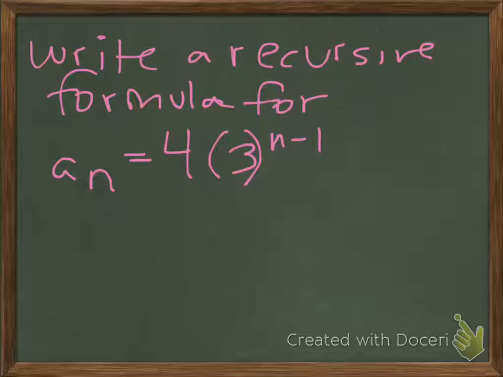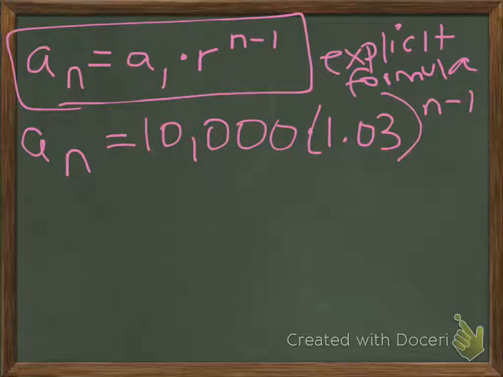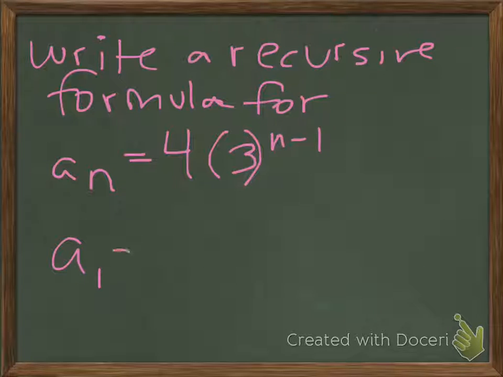Then the last example is we're going to write a recursive formula. So we're going to write a recursive formula for a sub n equals 4 times 3 to the n minus 1. So that's kind of what we just looked at. So we need to figure out what the first term is, which, if we look back, the first term is the first number listed, a sub 1, in this formula. So that's going to give us a sub 1 is 4. And then we need to figure out the recursive part of the formula. Well, 3 is going to be our common ratio.